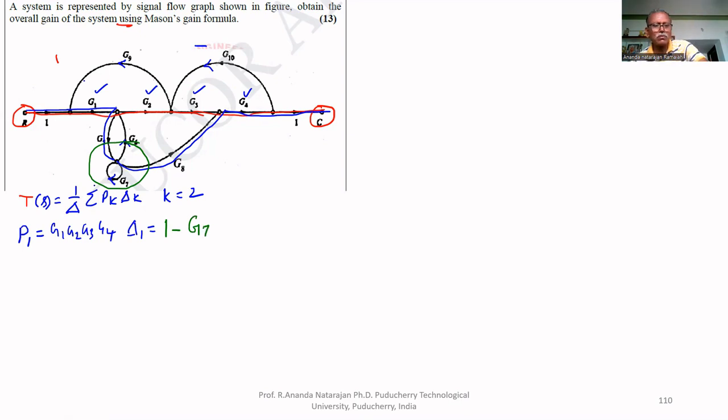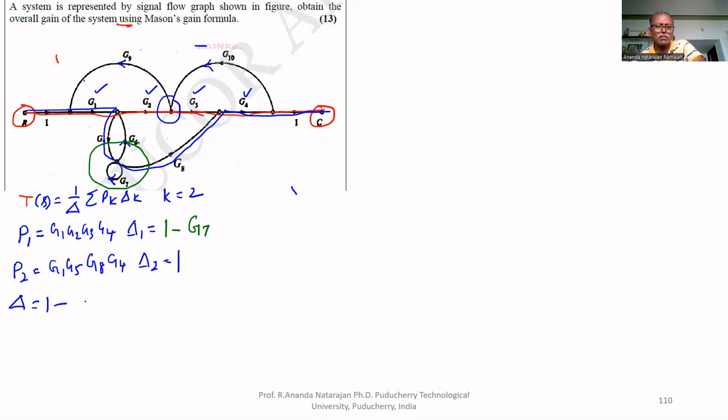What is P2? P2 equal to the second forward path, G1, G5, G8, G4. Delta 2 equal to the part of graph which is not touching the forward path, this node alone. In this node alone, there is no loop. That's why only one. What is delta? We have to find delta.